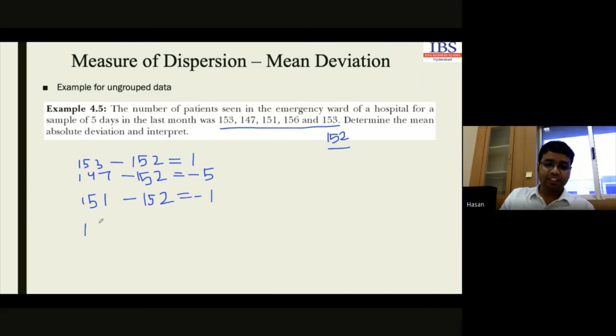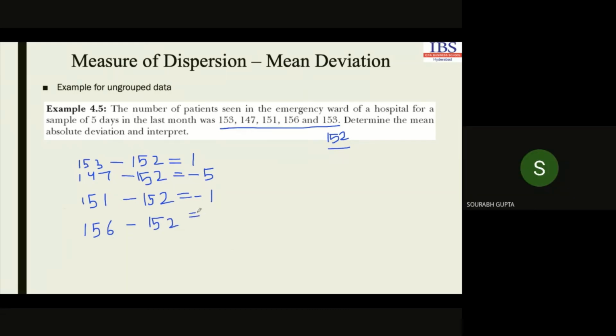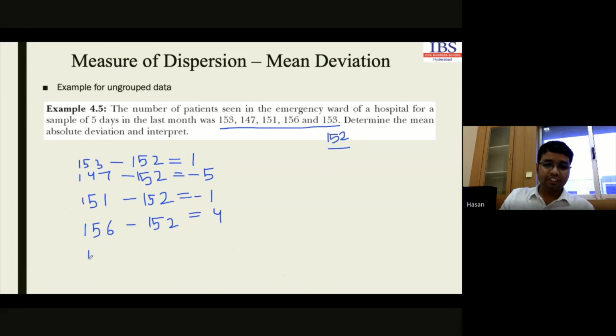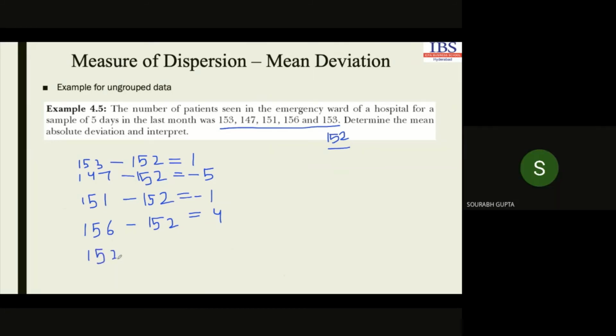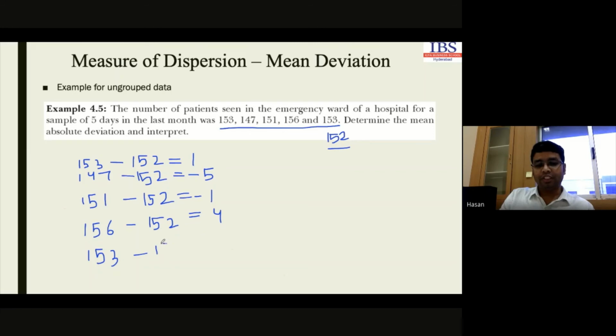Then 156 minus 152. How much? 4. And the last one is 153 minus 152, which is 1. So these are the deviations. Now look, if we add them, 1 minus 5 is minus 4, minus 4 plus minus 1 is minus 5, then minus 5 plus 4 is minus 1, minus 1 plus 1 is 0. So if we take the sum, it will be 0.